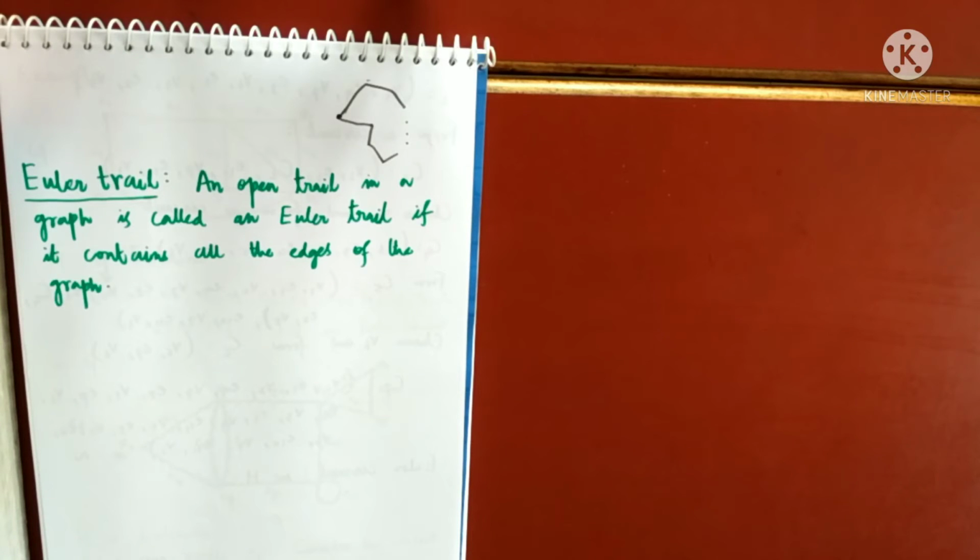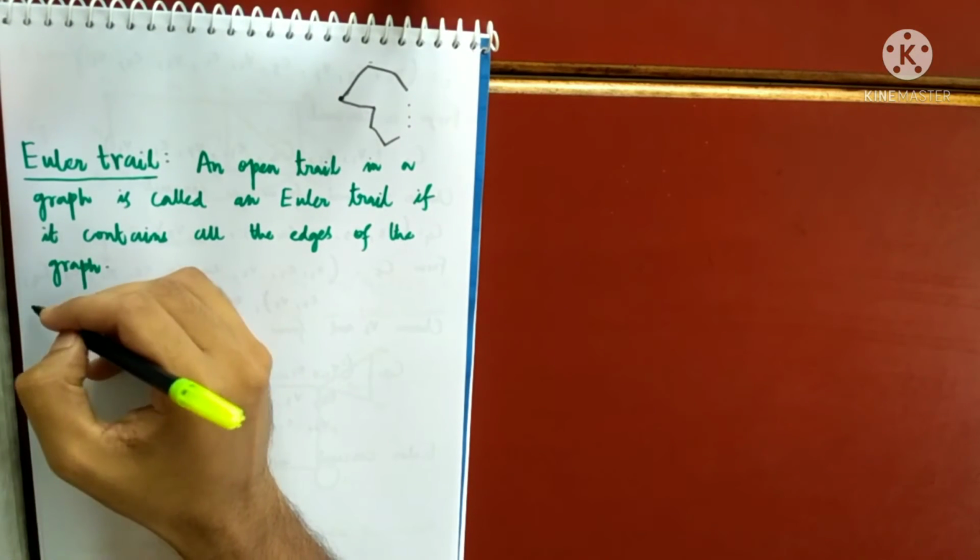So now we might again ask, is it always possible to find an Euler trail in any graph? The answer is again no. You can find some counterexamples which do not contain Euler trails. We'll see that later on. So what is the necessary and sufficient condition to contain an Euler trail? That means you start at one vertex, you cover all the edges and end at some other vertex. So this is the necessary and sufficient condition.